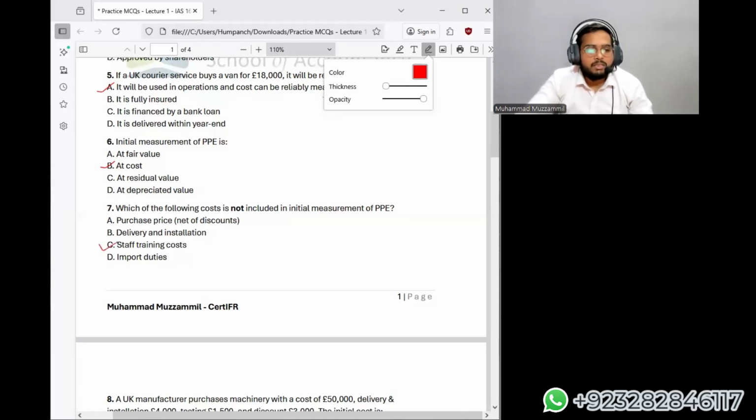Okay. Staff training cost is not included in the initial measurement of property, plant, and equipment because it is not a directly attributable cost of bringing the asset to working condition. It is an expense when incurred unless it meets very specific criteria, which is generally expensed. Okay.